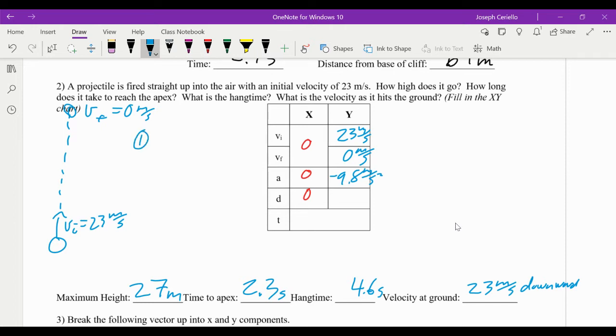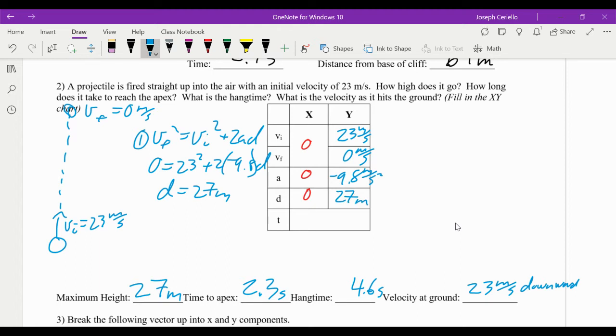So we don't have time, so the one equation without time we could use is vf squared equals vi squared plus 2ad. Vf is going to be 0, vi is going to be 23 squared plus 2, negative 9.8, and that's d as well. All right, d ends up being 27 meters. So that was the first thing we did. So now we can use that if we wanted to find the time, but we don't need to. To find the time to the apex, that's when the y velocity is 0. So we could use vf equals vi plus at. So Vf is 0, Vi is 23, plus negative 9.8 t, and t ends up being, this is a little bit rounded, 2.3 seconds.